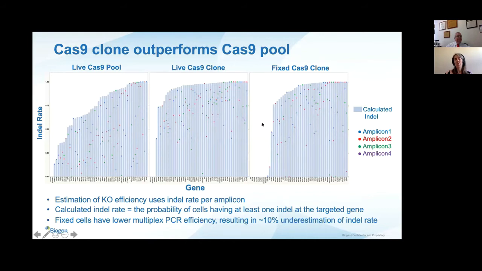When you go to the fixed cells, you do get a lower multiplex PCR efficiency, so we underestimate our indel rate. However, we did use this as part of our full screen where we looked at about 500 genes, and we saw that even with this loss from the fixed cells, about 75% of our genes were showing a greater than 75% knockdown. So we felt that our screen actually worked pretty well.